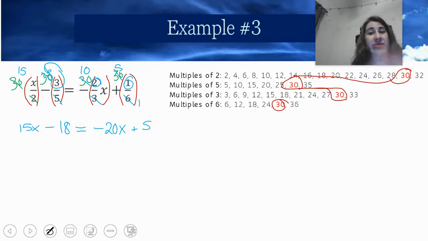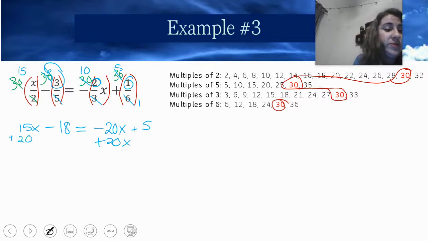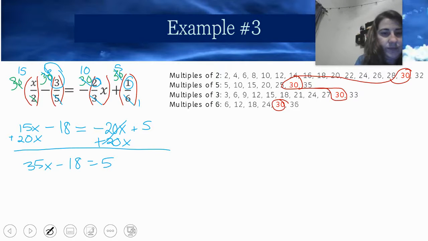So I'm going to move the negative 20x first because it's a negative, and the opposite of a negative is addition. And I love adding. I prefer adding over subtracting. So I'm going to add 20x to both sides. And now I get 35x minus 18 equals 5. These canceled out. Okay, I need to add 18 to both sides. I'm adding because that's the opposite of a negative or a minus sign.